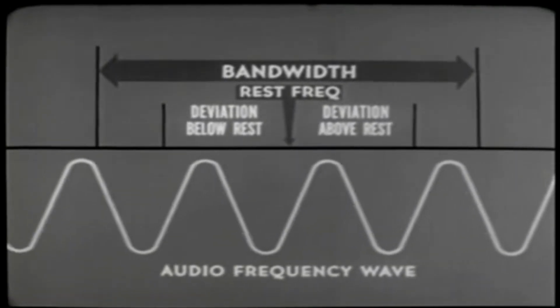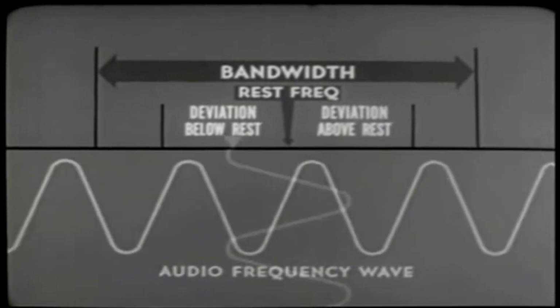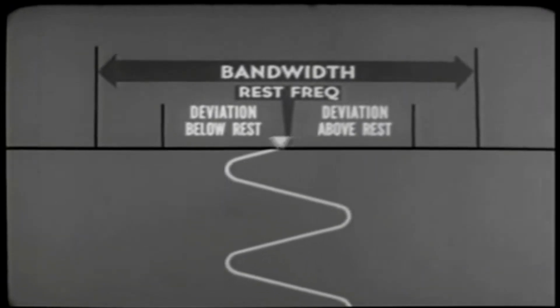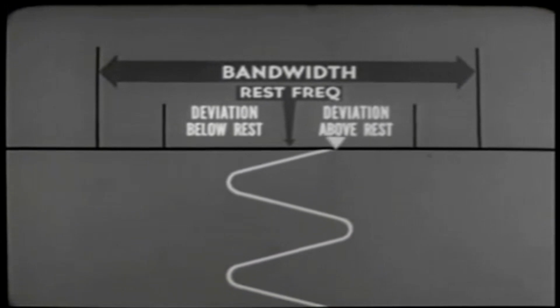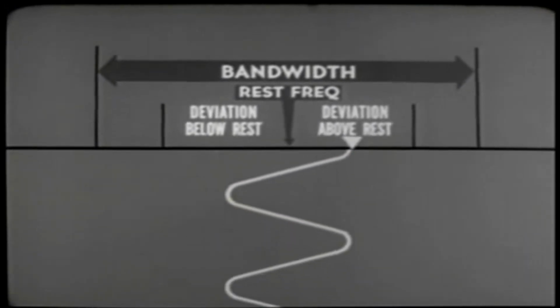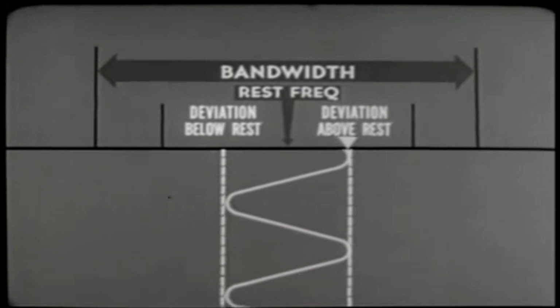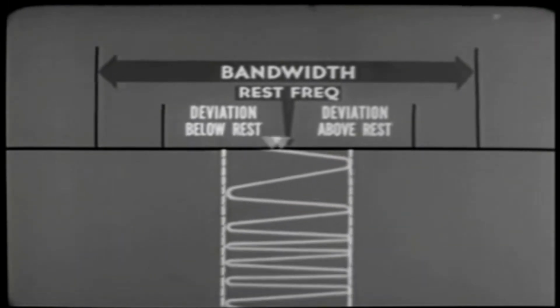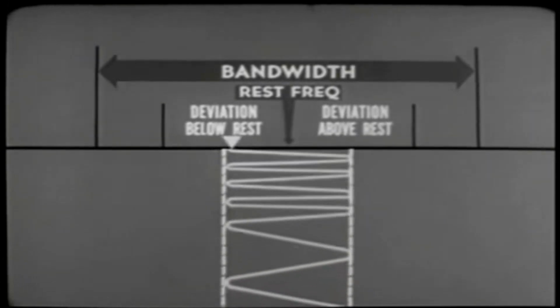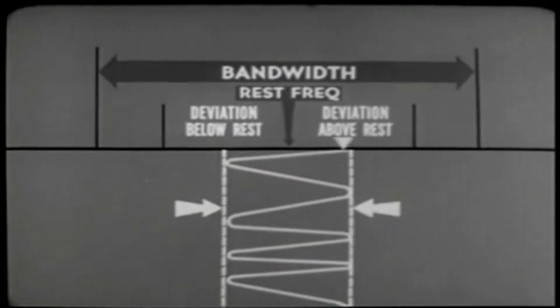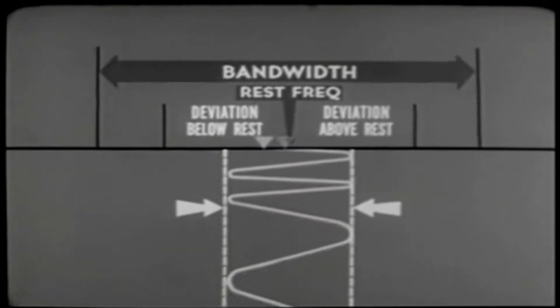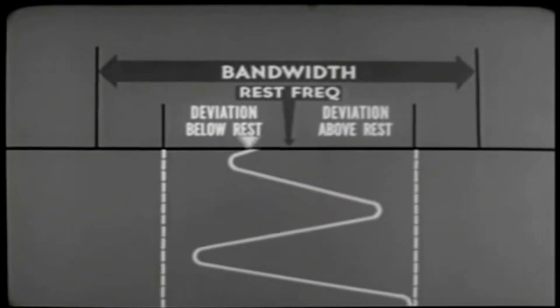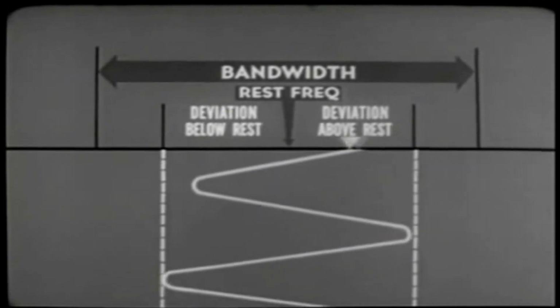But in order to see more clearly its modulating effect on the carrier, let's shift it about and direct it at the channel. Notice that the amount of deviation above and below rest frequency is determined by the amplitude of the modulating signal. If we raise or lower the frequency of the modulating signal, we increase or decrease only the speed at which the carrier moves above and below its rest frequency. We do not change the extent of its deviation.